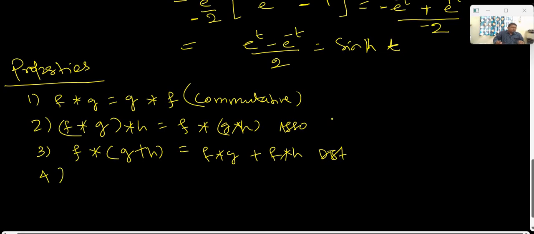Similarly, f convolution 0 is 0 convolution f, which is equal to 0. Fifth, f convolution 1.